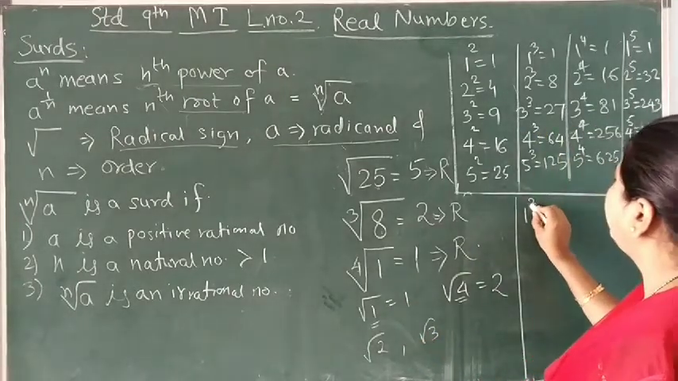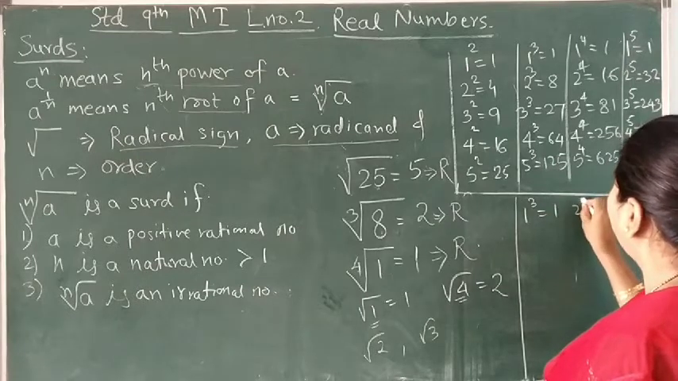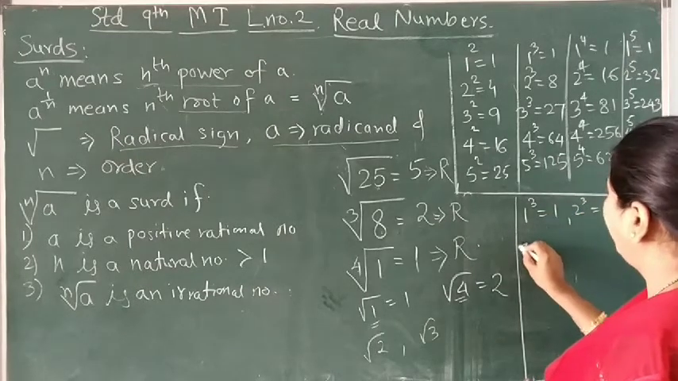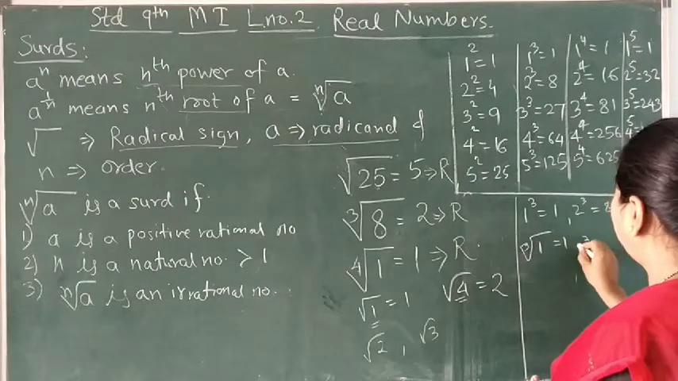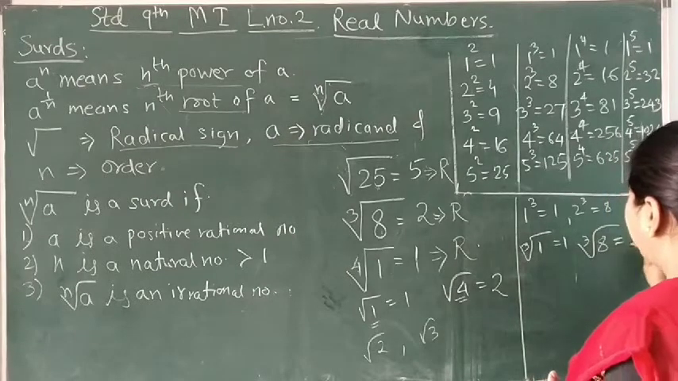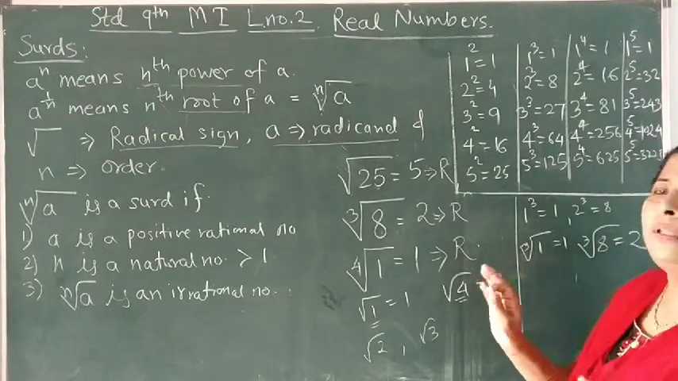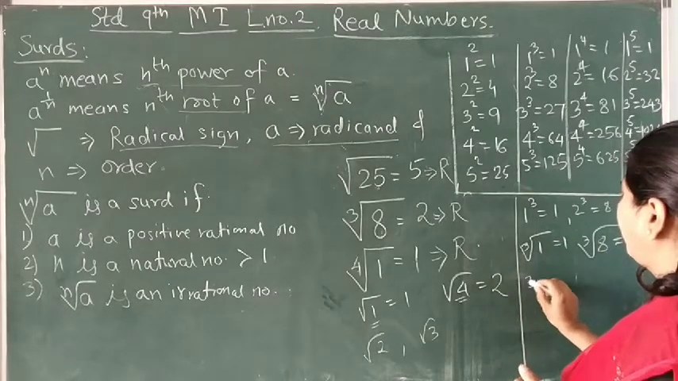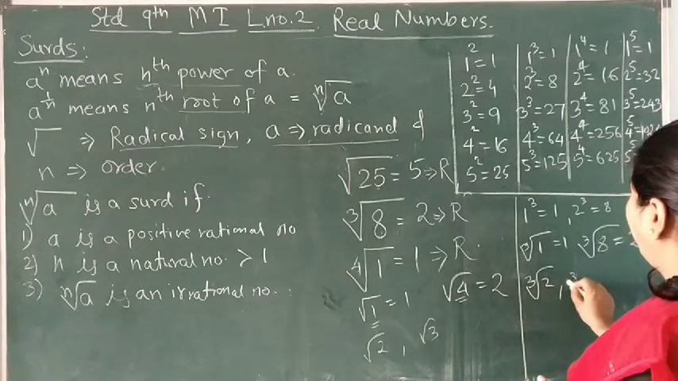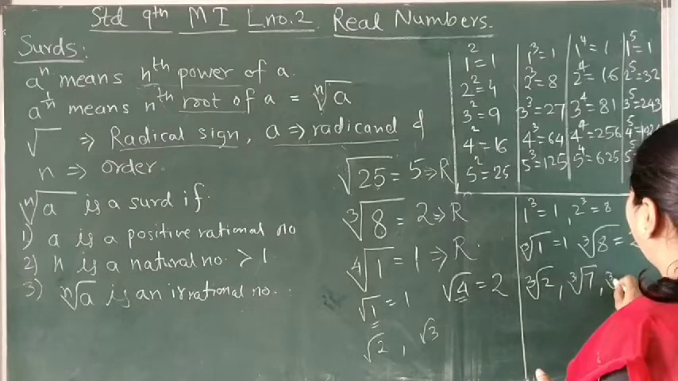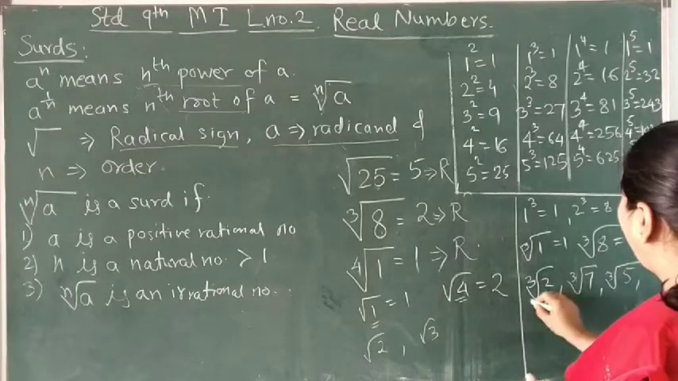See, if 1 cubed is 1 and 2 cubed is 8, it means the cube root of 1 is 1 and the cube root of 8 is 2. So what are the cube roots between 1 and 8? If I want to take the cube root of, say, 2, the cube root of 7, the cube root of 5, like that, what about these numbers?